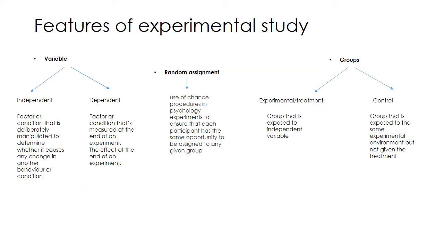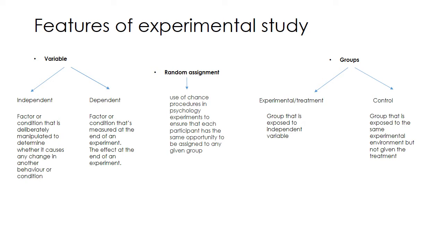So what are the features of an experimental study? When you're talking about an experimental study, these three things are always the clues or indication that this is an experiment. Or if you want to do an experiment, these are the things that you need to consider, the very important elements. Firstly is the variable.